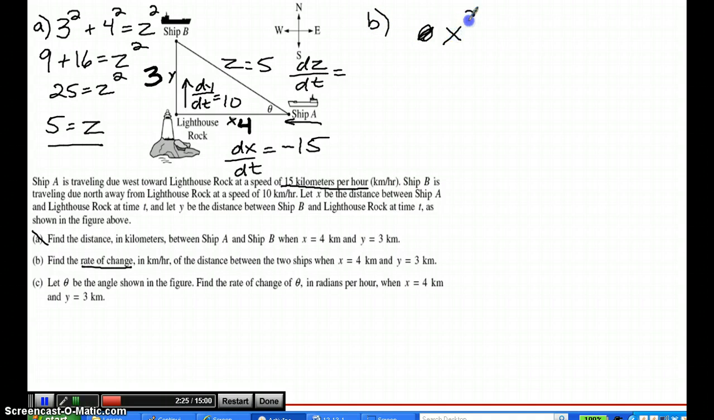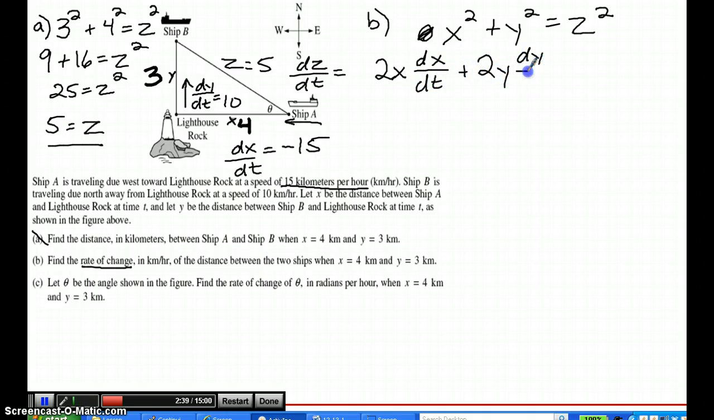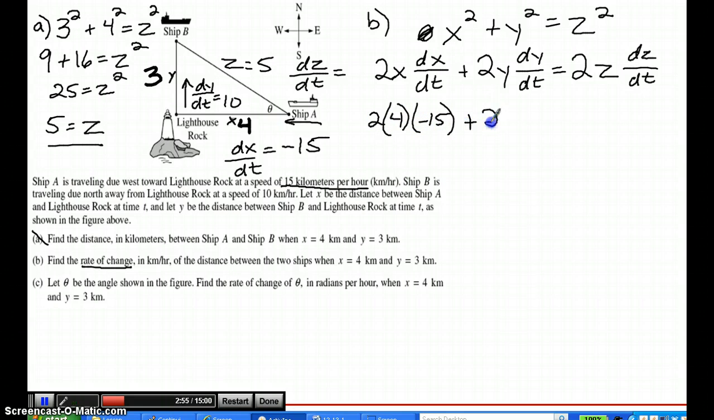We use x squared plus y squared equals z squared. We've done this a million times, guys. So we have 2x, and we write the derivative with respect to time, plus 2y, derivative of y with respect to time, equals 2z, derivative of z with respect to time. We know 5 out of those 6 variables, so let's plug and chug. 2 times 4 times negative 15, plus 2 times 3 times 10, equals 2 times 5 times our variable in question.